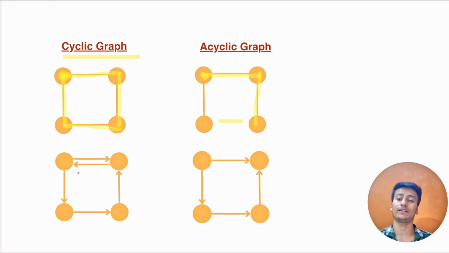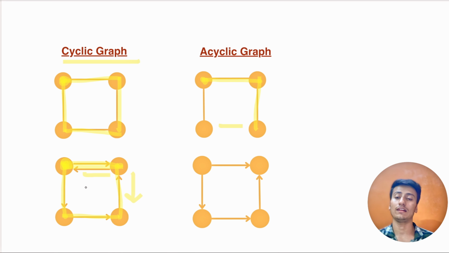Similarly, let's see in a directed graph. I can start from this node, I can go to node 2, but since there is no arrow, I cannot go in this path. There is no valid path from 2 to 3. I can see any other valid path. I can start from node 1, I can go to node 4, I can go to node 3, I can go to node 2, and see, since there is an arrow between 2 and 1, I can again reach back where I started. So since node 1 is revisited, I can say this is a cyclic directed graph. Similarly, this is an acyclic directed graph because there is no valid direction.